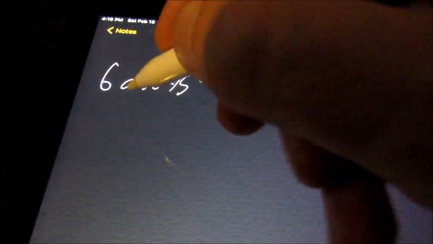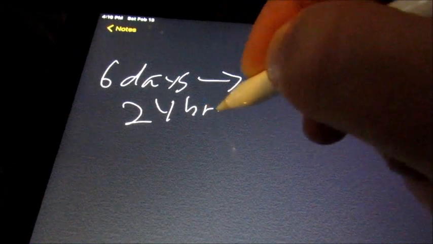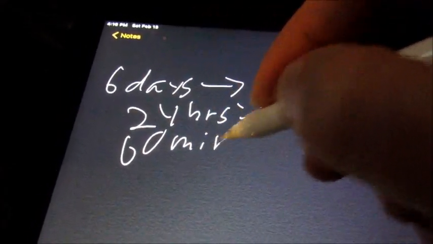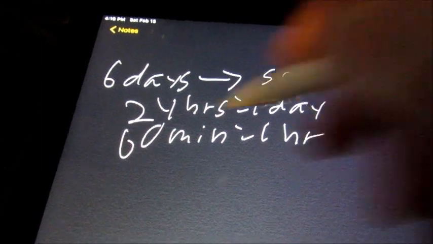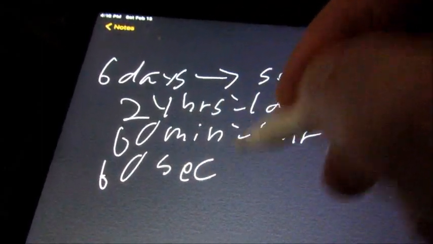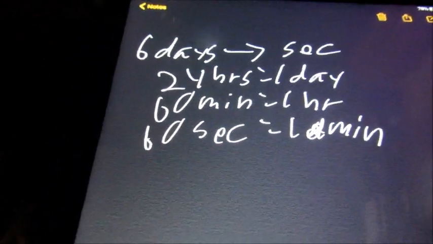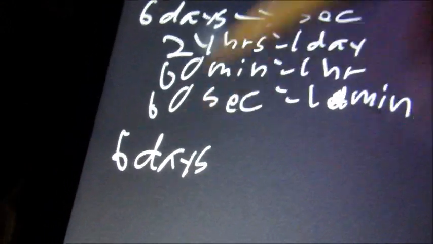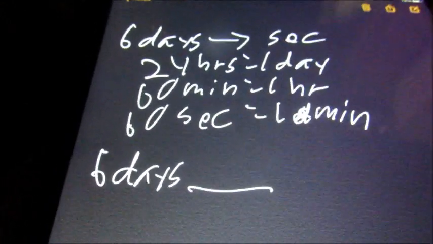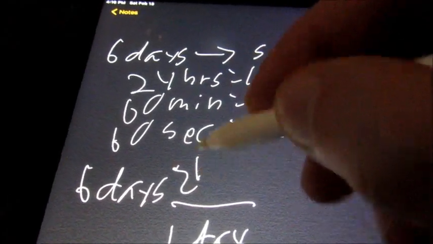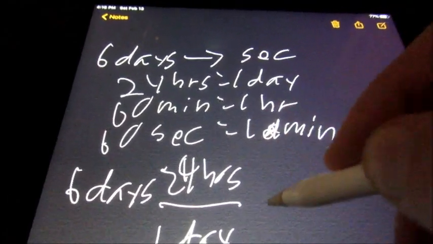So we know that there are 24 hours equals 1 day, 60 minutes equals 1 hour, and 60 seconds equals 1 minute. Okay, so now we can start with our 6 days. We have days on top. That means we need them on bottom for our conversion. So 1 day on bottom and 24 hours on top.